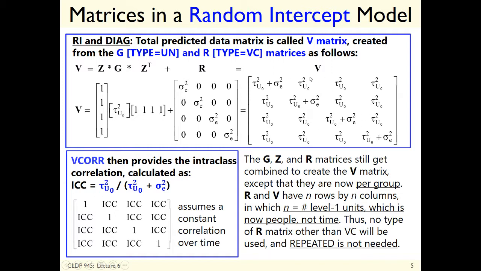So each group will get their very own V matrix that has as many dimensions as they have people. So if they have a group of 10, it's a 10 by 10. If they have a group of 3, it's a 3 by 3. A question I get fairly frequently is, what happens if you have a group that only has one person in it? Can you keep it in the model? Yes, you can. However, be aware that that person's variance goes to the group level.